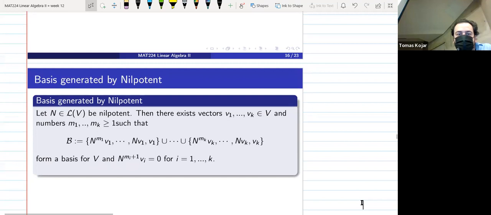And the special thing about it is that you start with the seed, it's called the seed, and you act on it with this nilpotent map till you get to m_i plus 1, at which point it's dead. We'll do examples. I mean, this is too abstract.